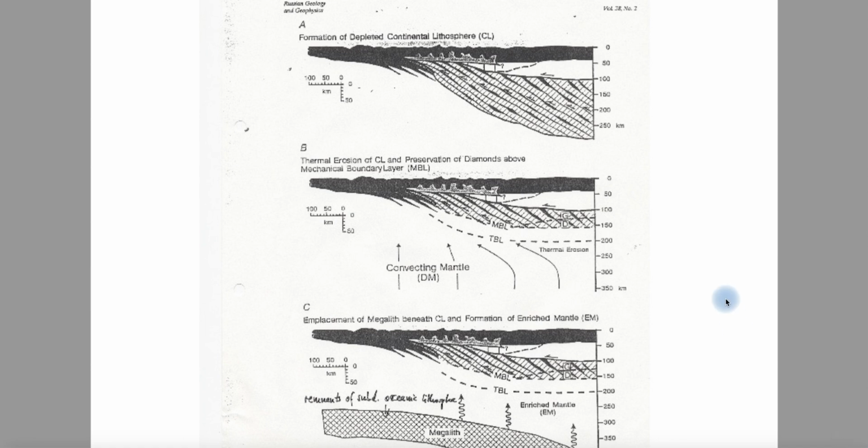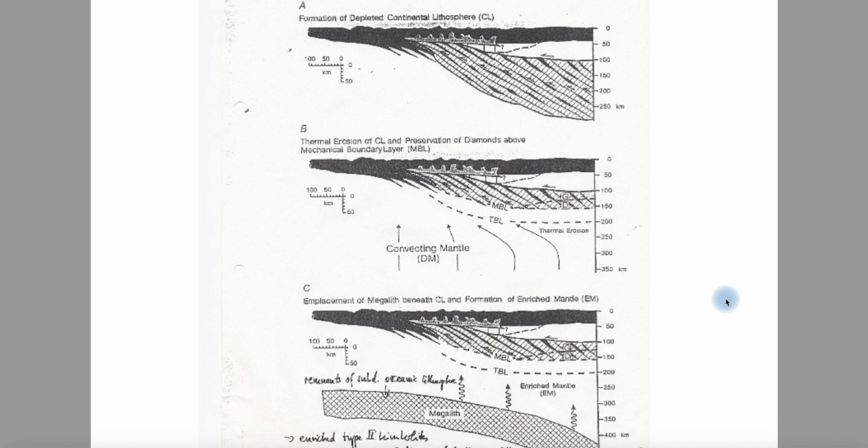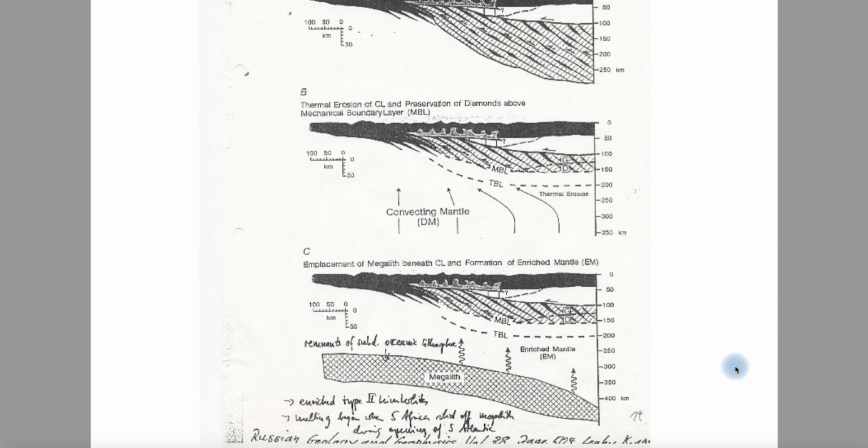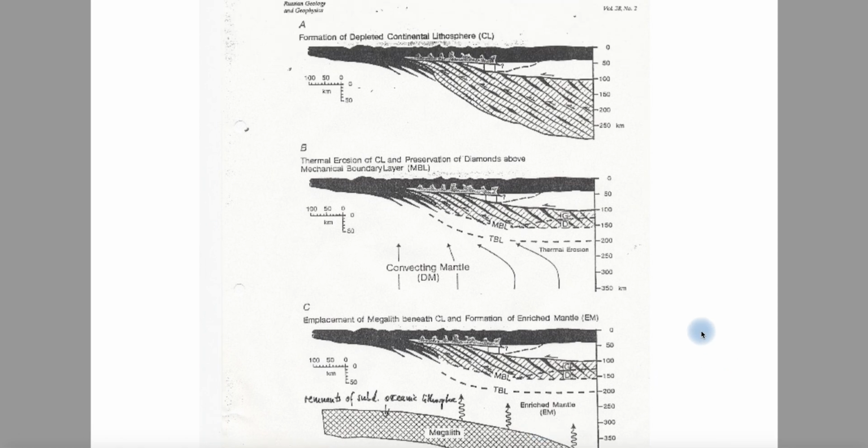Here we have another nice picture. I have always written down the source where I have these pictures from. So we have at first the formation of a depleted continental lithosphere like it is here. The boundary between the lithosphere here and the asthenosphere is at a depth of 100 kilometers. And it is very thick, the root goes down up to 300 kilometers here. So then we have thermal erosion of the continental lithosphere and preservation of diamonds above the mechanical boundary layer.